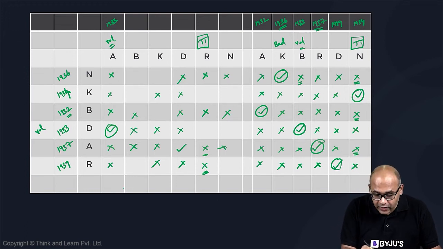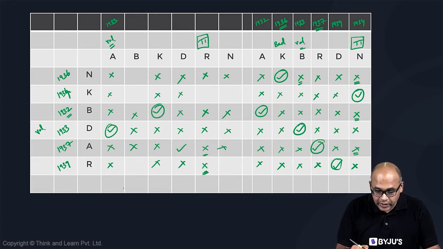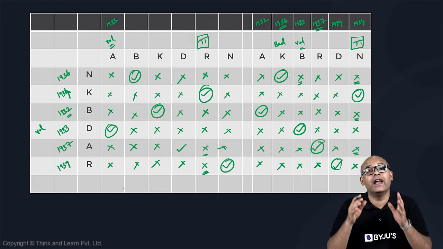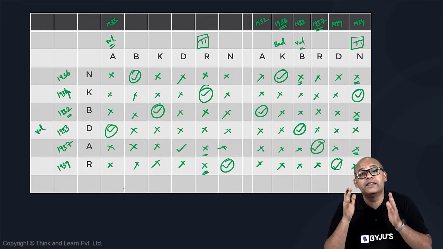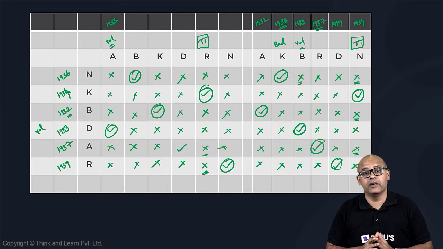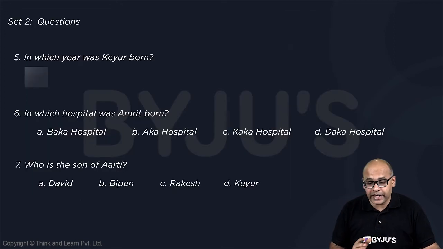So once this is done, all these will be crosses, which means this will be a tick. So this will be cross, then this will be a tick, which means this will be crosses, then this will be a tick, and this will be a cross, and this will be a tick. So you get your entire table in front of you, and this is how you solve a 4 or 5 parameter table, right? So now let's go ahead and quickly take a look at the questions.